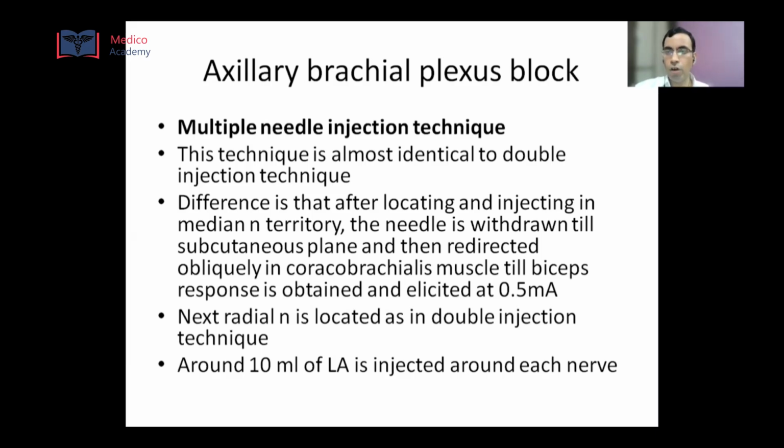Again, the needle is withdrawn and brought back to the subcutaneous plane, and needle is redirected inferior to the axillary artery so as to target the radial nerve. Again, around 10 ml of local anesthetic is injected around each nerve.